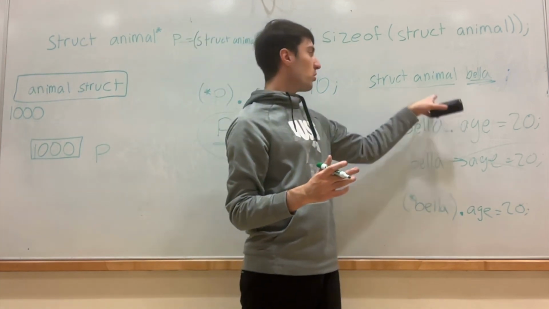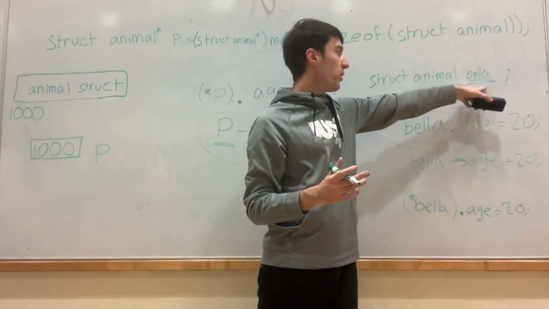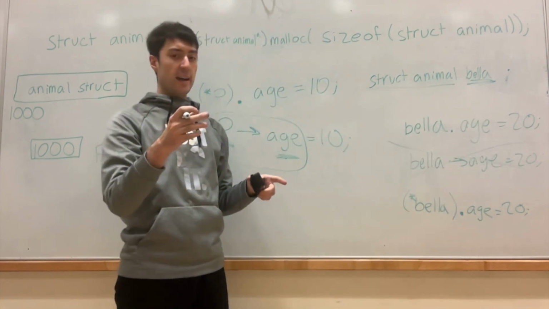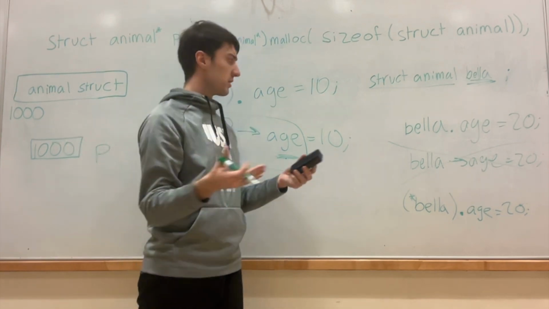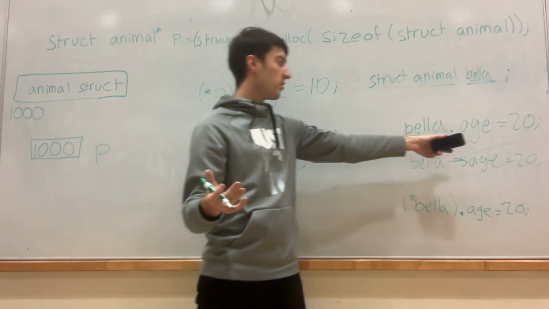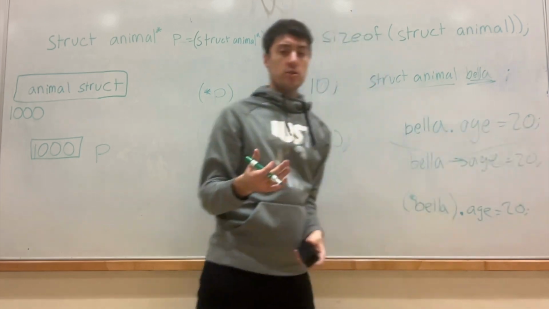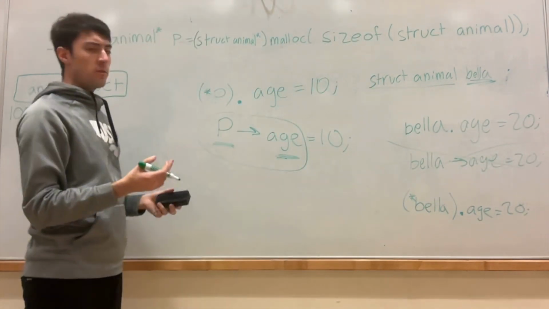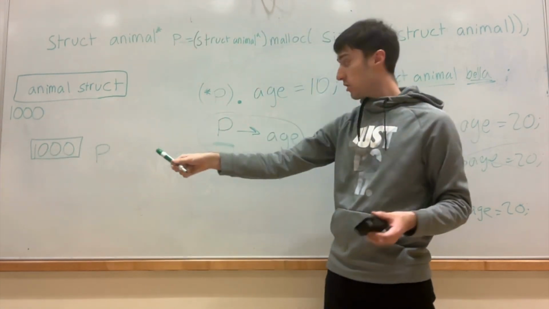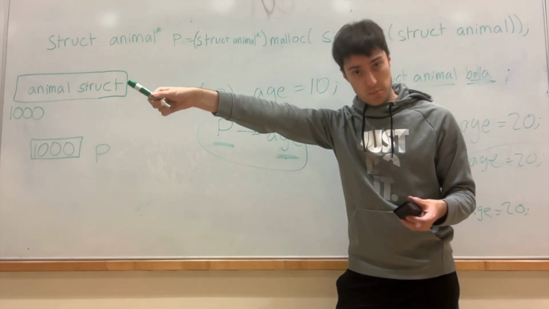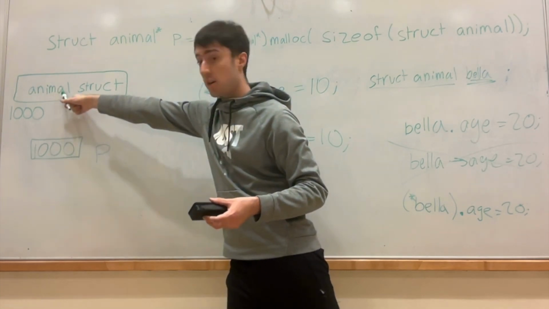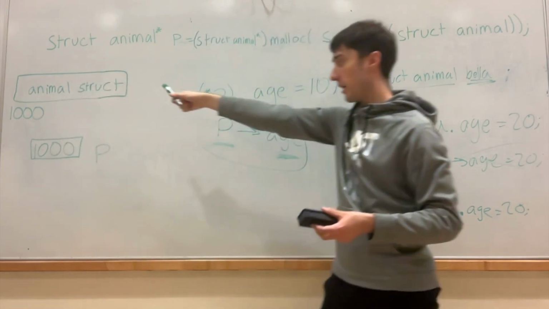If you have the actual struct, not a pointer, an actual struct, then you can just access the member variable of that struct, because that makes sense. Bella is a struct animal, and in this struct, there is a member variable called age, and you set it to 20, no problem. But a pointer is an address. It's an address. It doesn't have a member variable. What it's pointing to has a member variable, right? It's pointing to here, and this has a member variable. This has an age, okay?